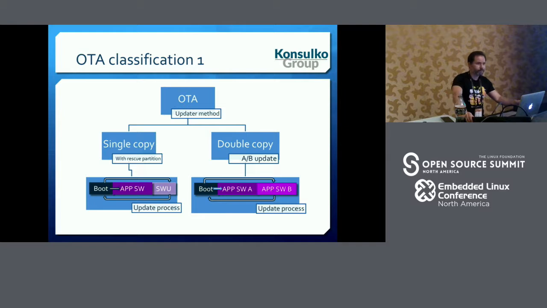In case we were dealing with a double copy, the currently running application software should have an updater application, basically, which would then apply the update to the standby copy. So if we're working off of software B, it will update software A and then reboot the system, letting the bootloader know that it should now start software A. So now we're starting software A, the bright and shiny new one, and we also have software B as a backup copy.